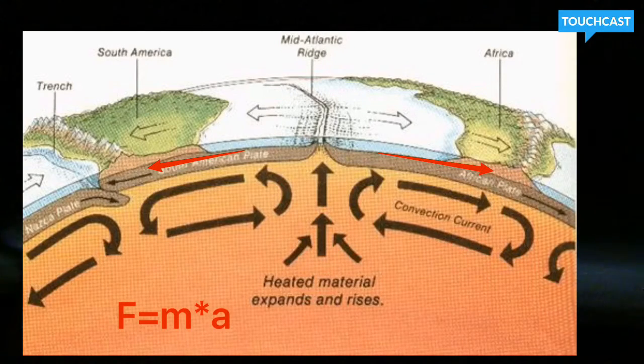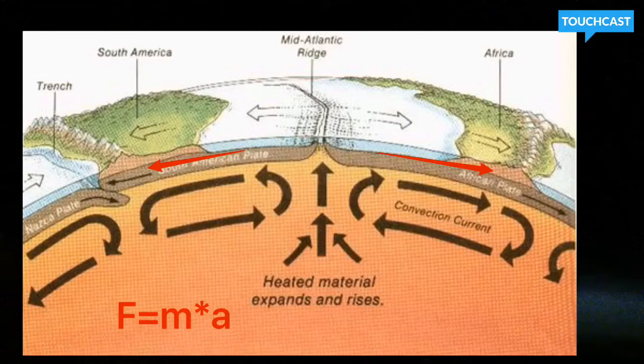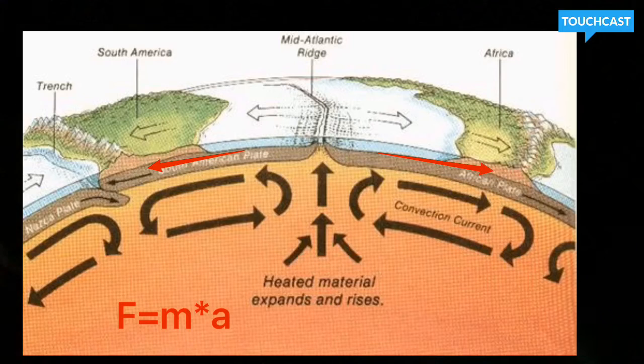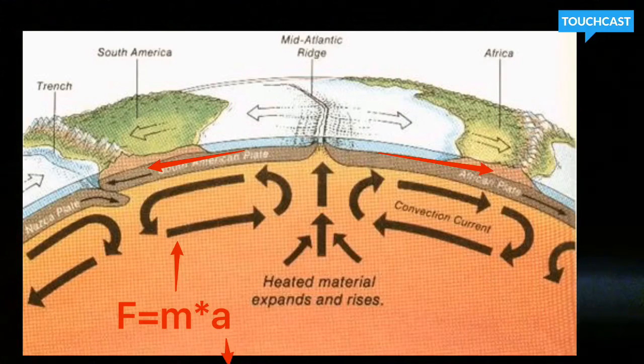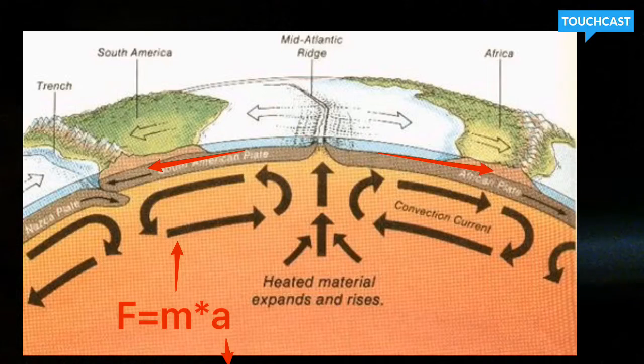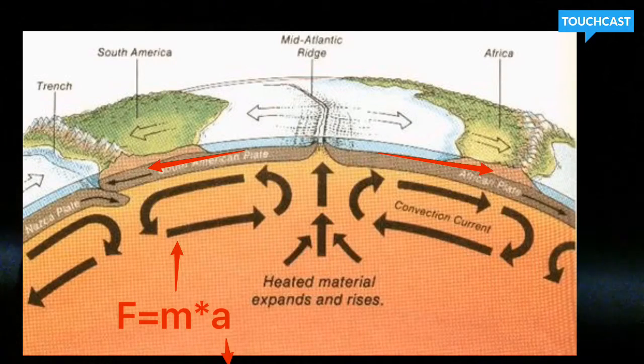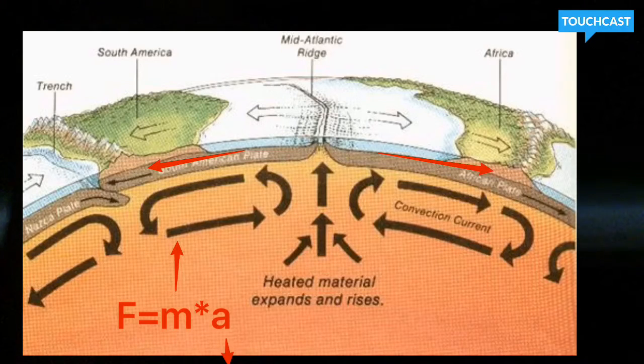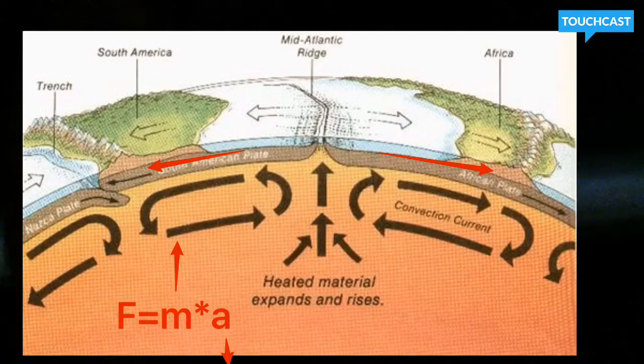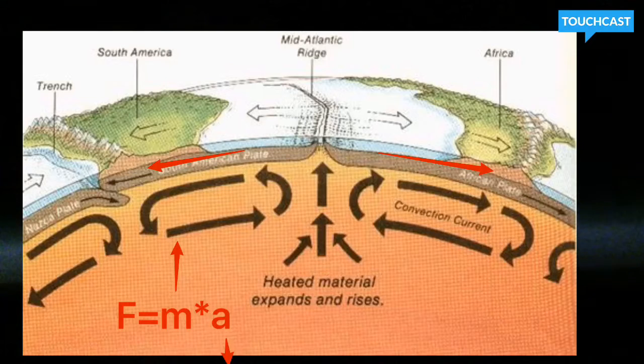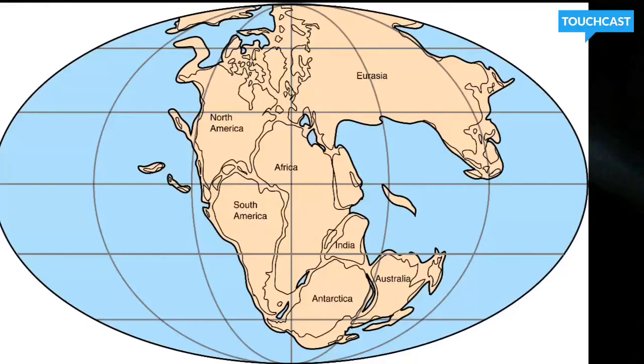Now if you remember, our formula is force is equal to mass times acceleration. Well, because the mass is really big, our acceleration of our continents is very small, meaning they accelerate at maybe about 2 to 3 inches a year. So this whole process of them pulling apart probably took about 400 million years. Let's go ahead and look at that supercontinent Pangaea.